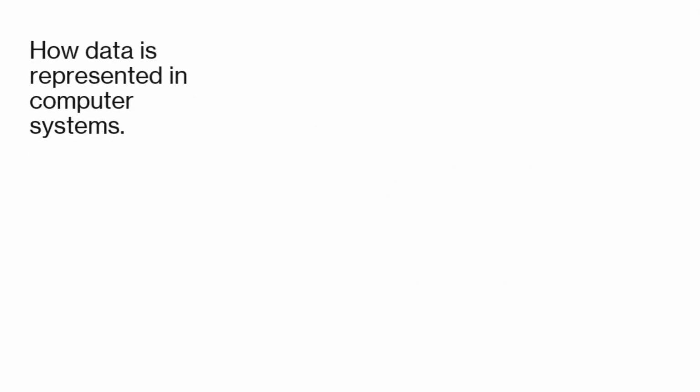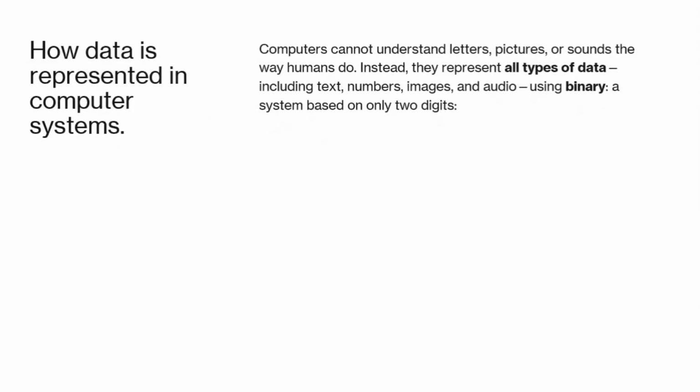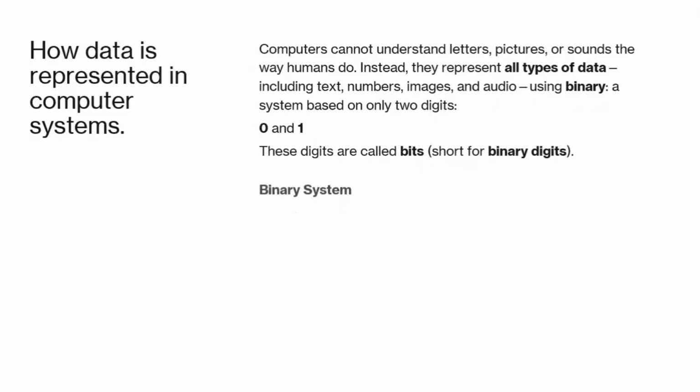And now we are going to see how data is represented on a computer system. A computer cannot understand letters, pictures, or sounds the way humans do. Instead, they represent all data, including text, numbers, images, and audio, using binary, a system based on only digits, 0 and 1. These digits are called bits, short for binary digits.